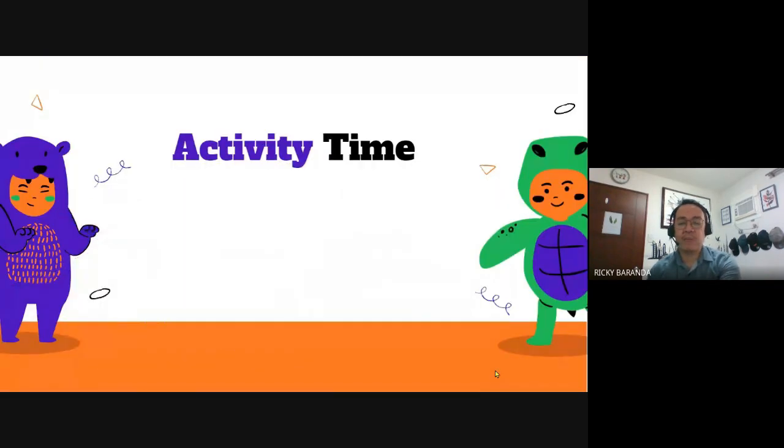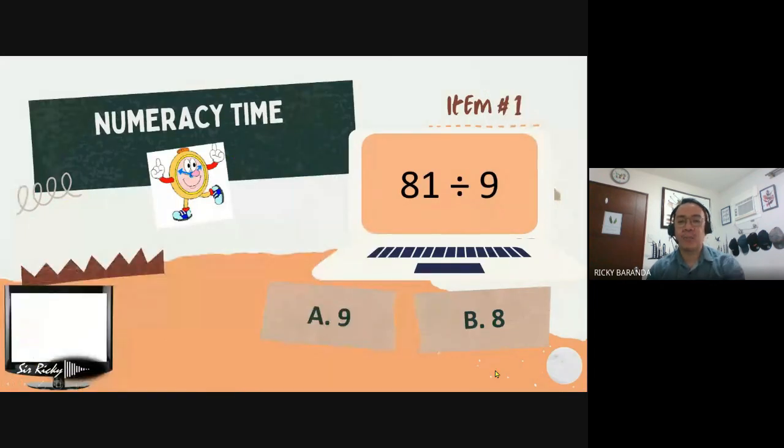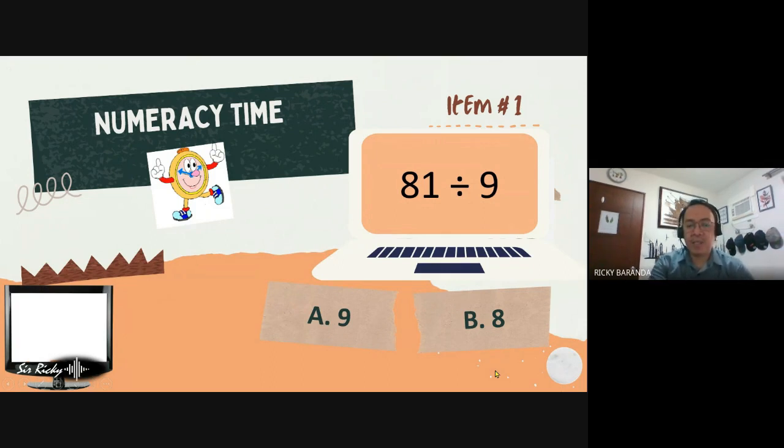For the activity time, I will be giving you 5 items. You will solve each item according to the given operation. You can pause the video if the time I give you is not enough. Then choose between A and B which one is correct, and I will show it to you after the time. Item number 1, 81 divided by 9. Is it A, 9, or B, 8? The correct answer is letter A, 9.